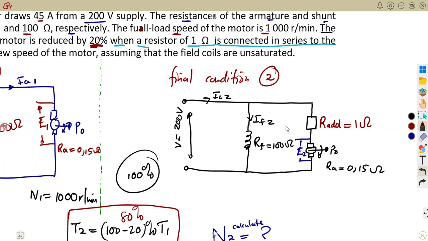All right. Here, we've got armature current 1. And this side, we are going to have what? Armature current 2. We do not know all this. The additional resistor we are given is 1 ohm. So this is it, guys.